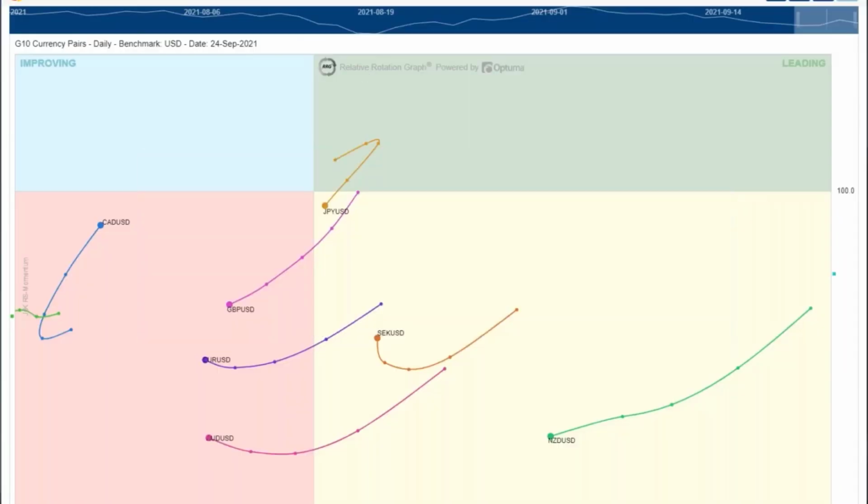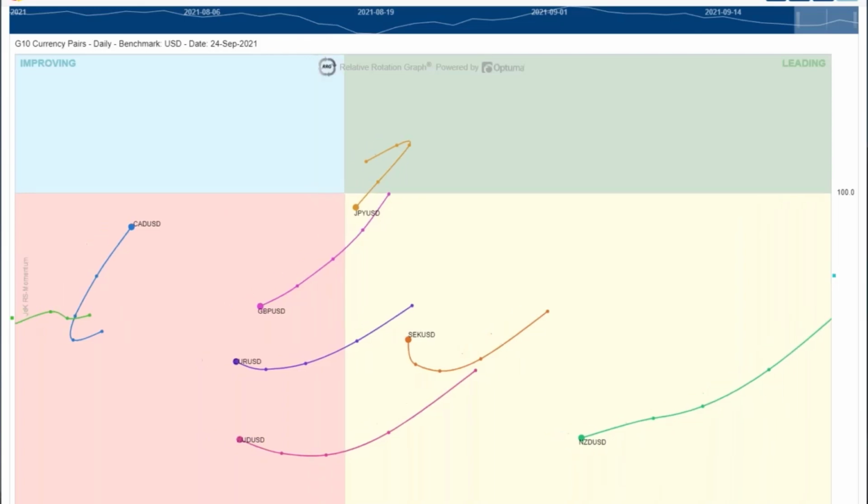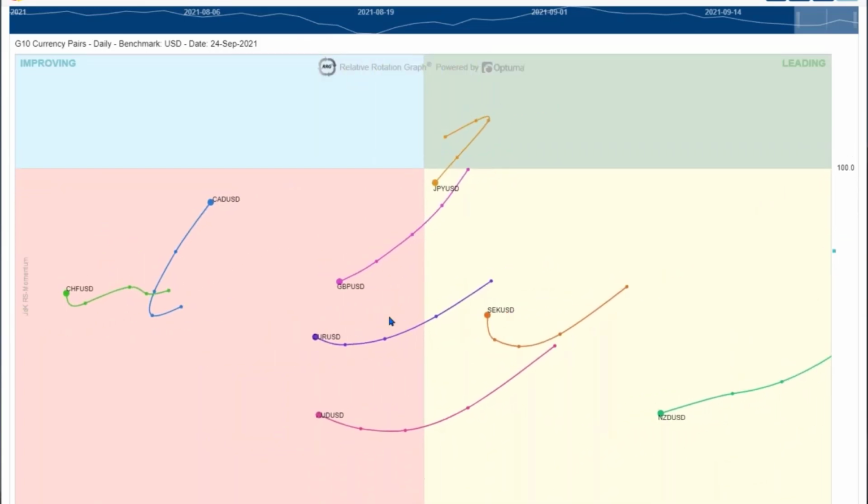Right, starting with the relative rotation graph here on the currencies, you can see that we have got the dollar in the middle. The direction of the G10 currencies is generally southwesterly. West means that they're weakening against the dollar, and south means with low momentum. So, dollar dominance. Despite, I would say, a sort of hesitant point, the trend is very clearly there, that the dollar is the thing to be in.